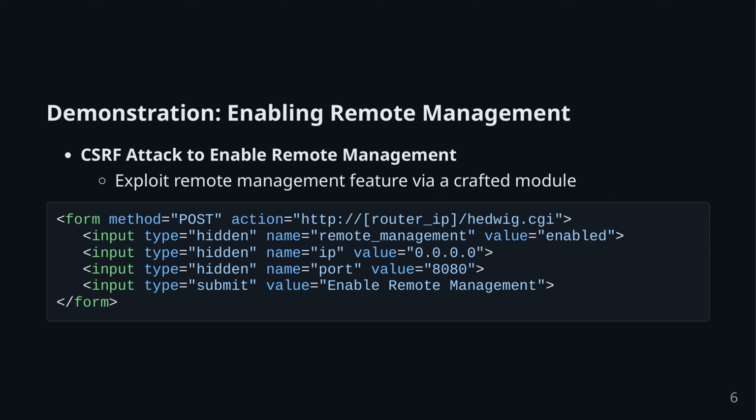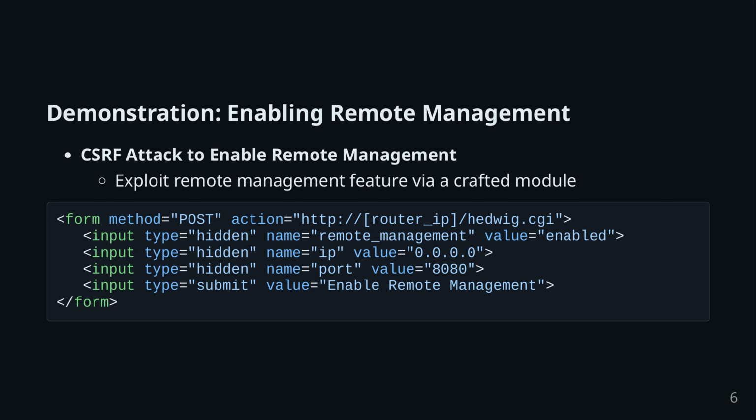management on a router. The exploit involves craftily sending a post request to the router's configuration interface, headwig.cgi. Here's an example of the attack. HTML form method action, input remote management value. With this crafted form, the attacker's goal is to enable remote management on the router without the admin's knowledge.